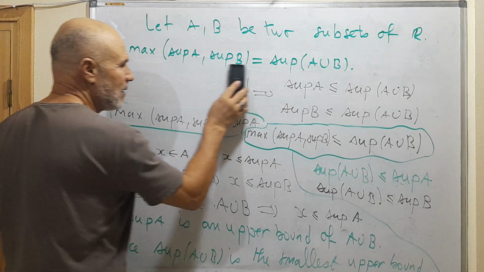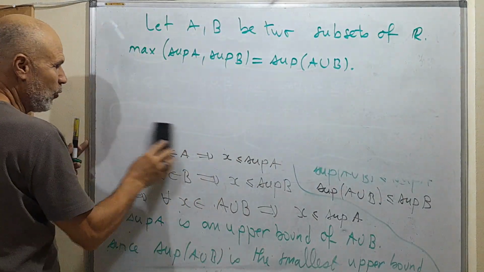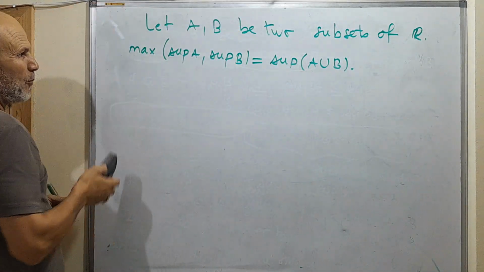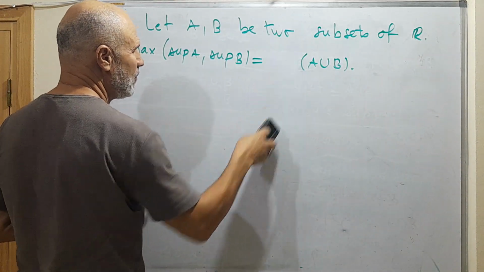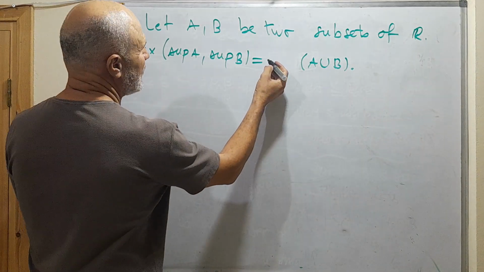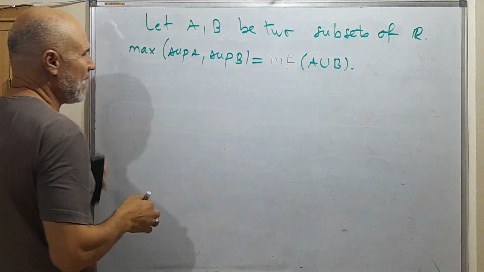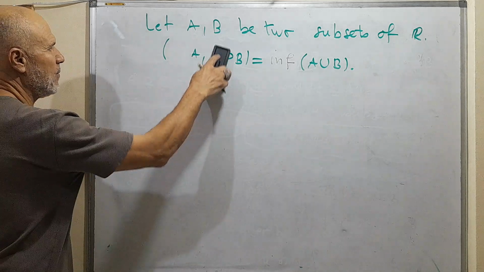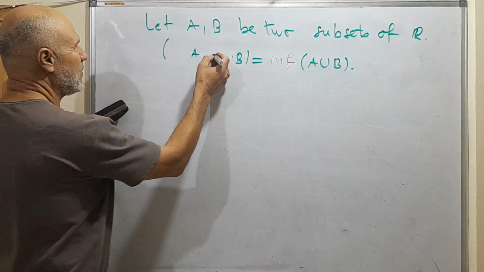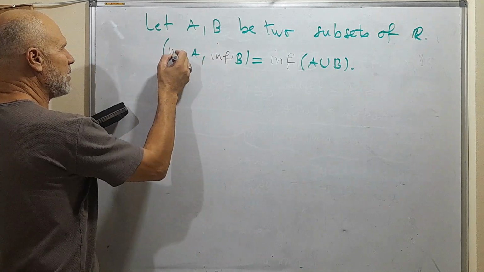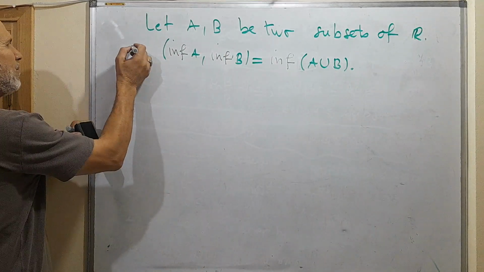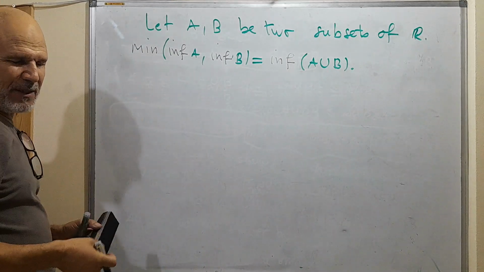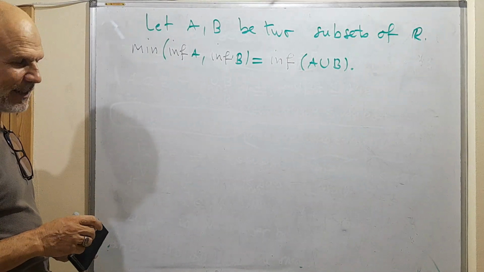Using the same technique described here, you can guess it, you can prove that the infimum of A union B is equal to the minimum between the two infimums. We repeat exactly the same techniques.